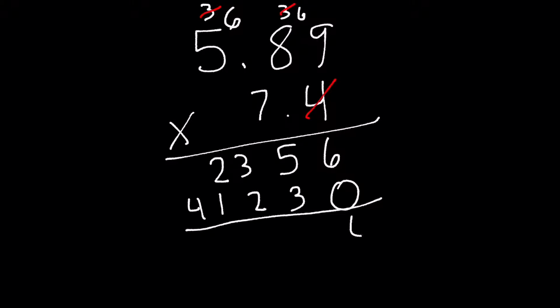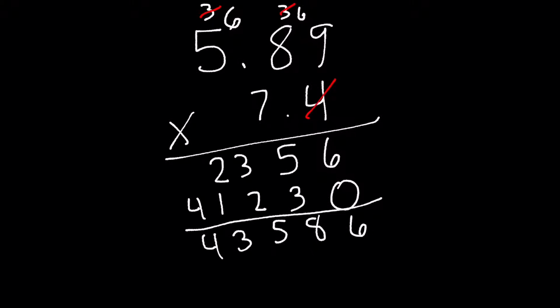6 plus 0 is 6, 5 plus 3 is 8, 3 plus 2 is 5, 2 plus 1 is 3, and the 4 is all by itself. So now it's up to us to figure out where does the decimal point go. I want you to pause the video and I want you to think about what I've said and how it is the total number of digits behind the decimal points in both of our factors. So pause it and come up with a guess of where you think it's going to go.